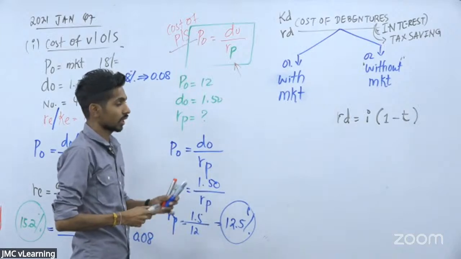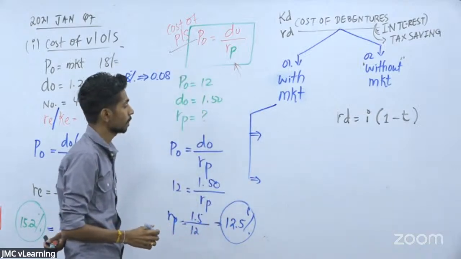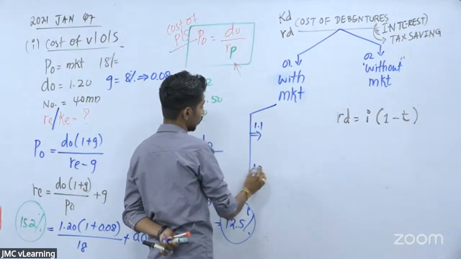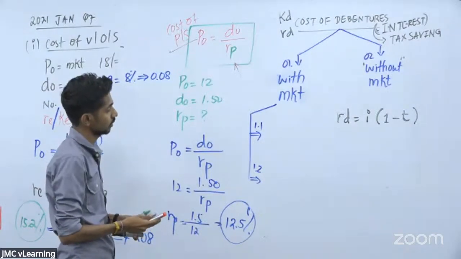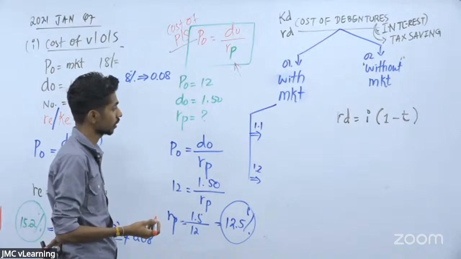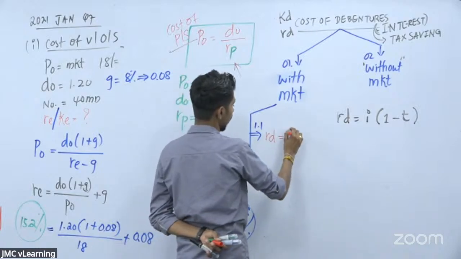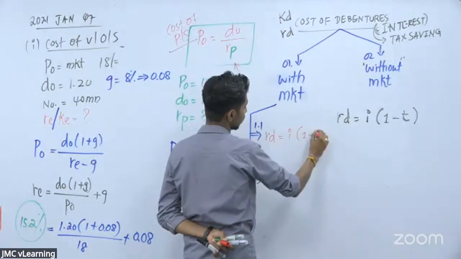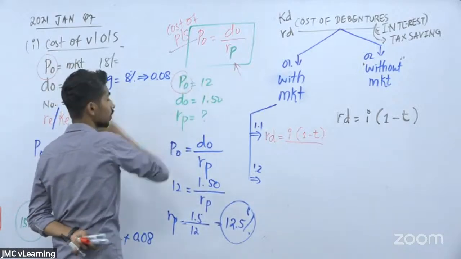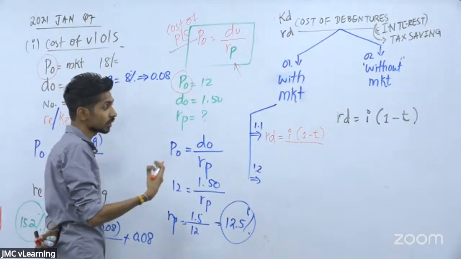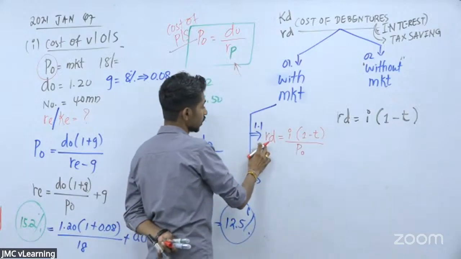If it is with market information, there are two methods, 1.1, 1.2. Please make a short note. 1.1, if market information is available, that is with market information, then RD equals I open bracket 1 minus T. If market information is available, then market value will be there. Then divided by P0.